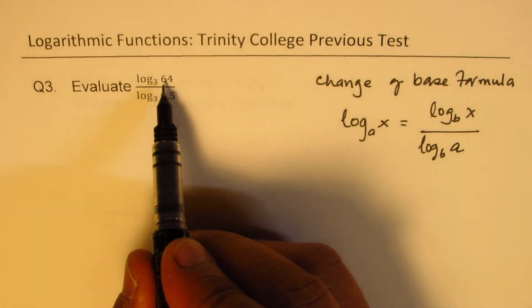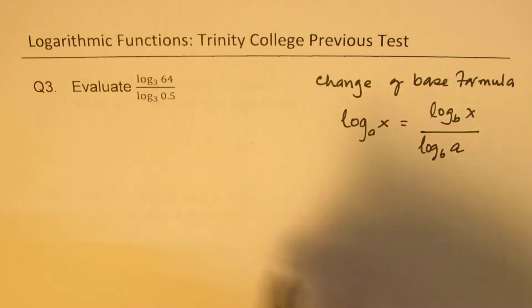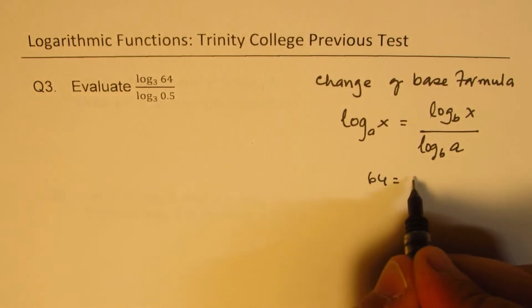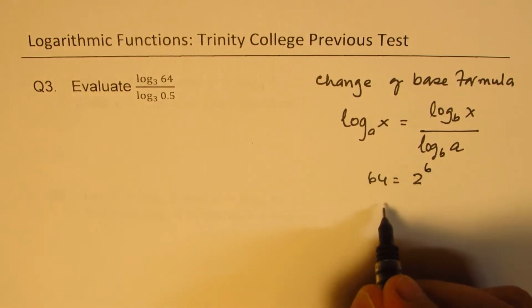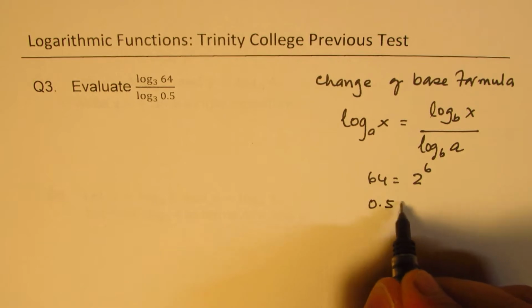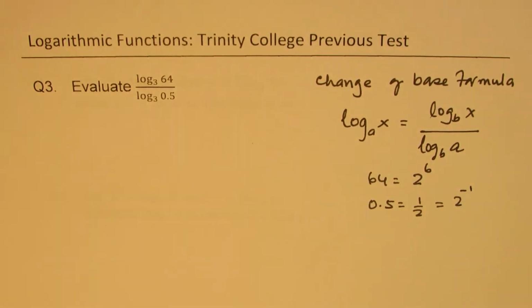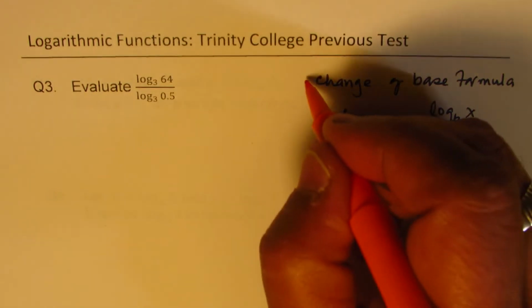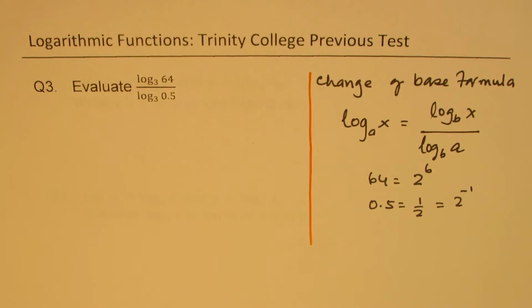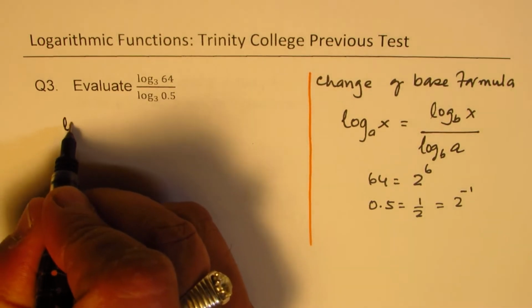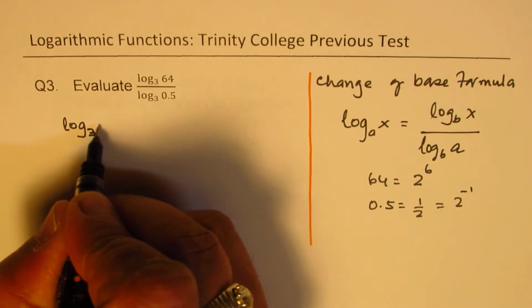Since 64 is also a power of 2, we could write 64 as 2 to the power of 6, and 0.5, which is half, is equal to 2 to the power of minus 1. So these are the substitutions which we can do and then evaluate the given expression. So we are given log to the base 3 of 64.